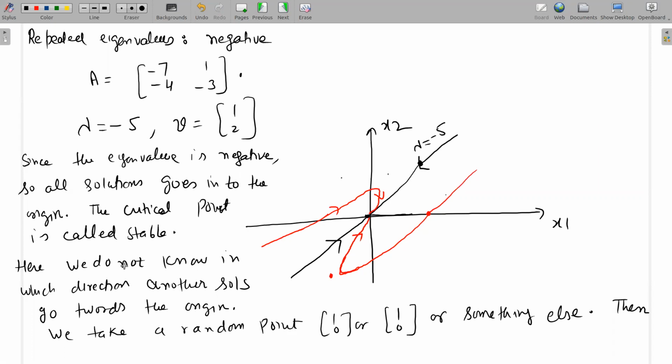So this is just to check the direction, whether you are approaching clockwise or anti-clockwise towards the critical point. Of course, these are not final sketches. These are rough sketches of the behavior of the solution.